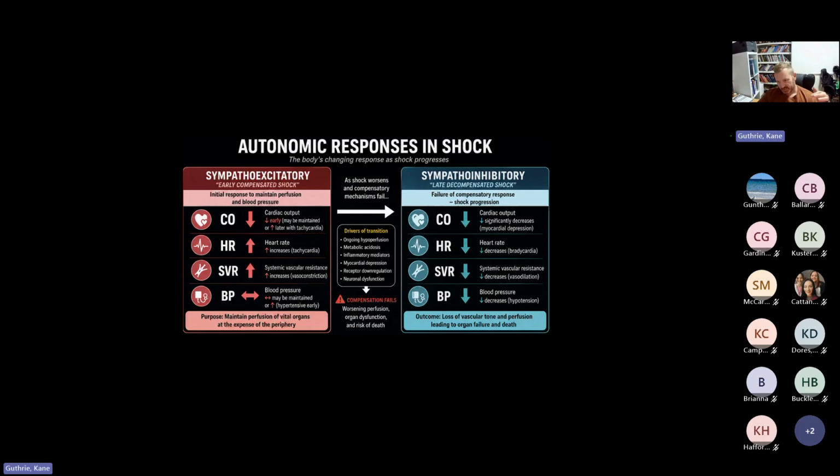Okay, that's when bradycardia, so that's a pre-terminal sign in the shock patient. Systemic vascular resistance causes this profound vasodilation. They get this profound hypertension and stuff that comes along with it. So we need to recognize these patients early when they're in that sympatho-excitatory stage, and not when they're in that inhibitory stage where they've lost that ability to compensate anymore.